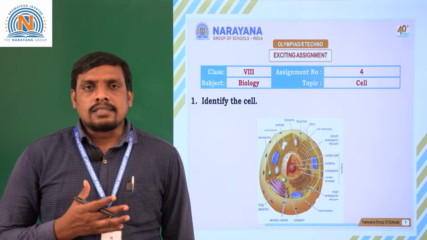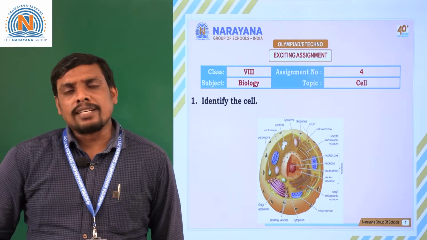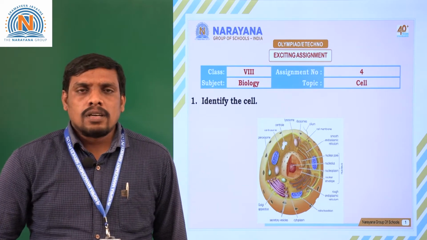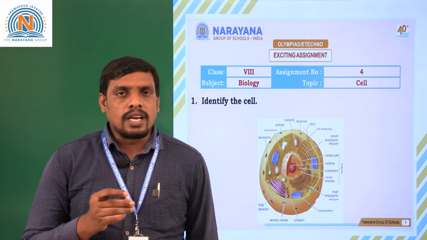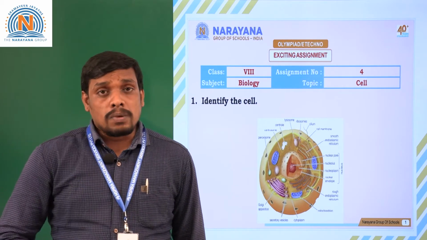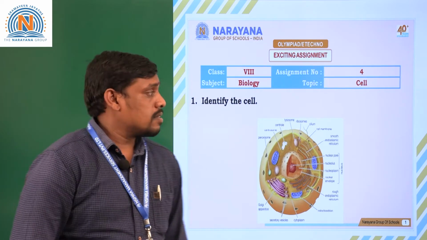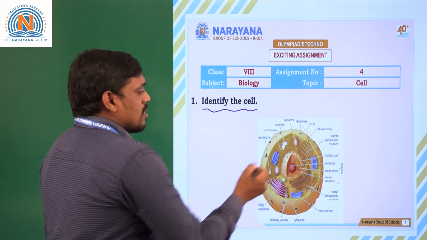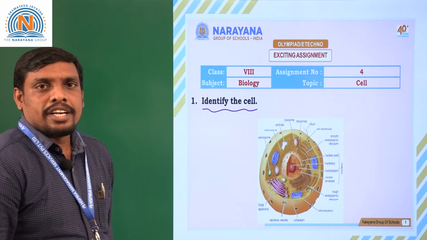Students, in this session I would like to discuss with you the assignment key which is placed in the assignment. Let us see each and every question with the help of solution and example. With exciting examples and solutions, let us discuss. First question, identify the cell. So a cell was given here, try to identify the cell.